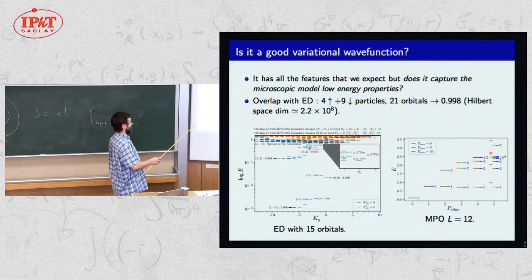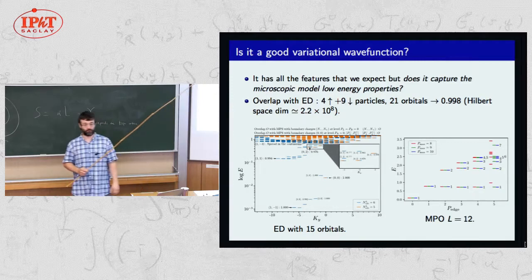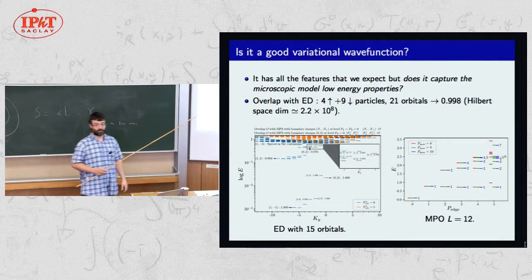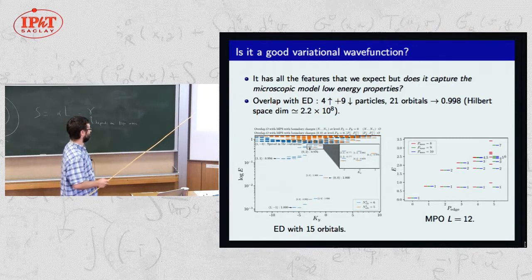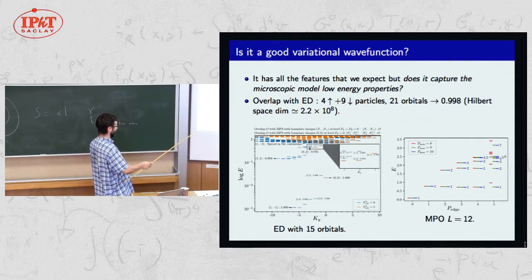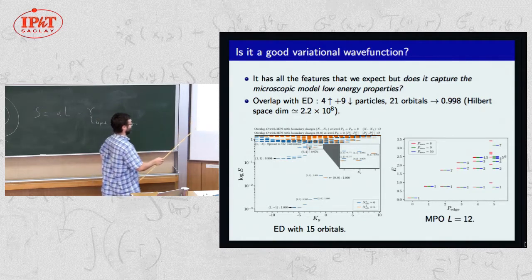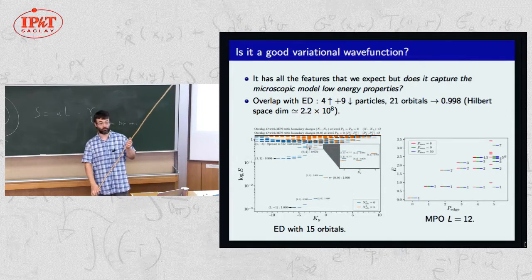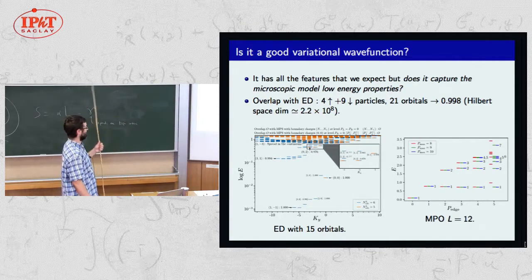Of course, now you're limited in how many particles you can put. We put 4 up spins, 9 down spins, and take 21 orbitals. That's a 200 million dimensional Hilbert space. You compute the first few eigenstates. Here we just do the ground state, and we compute the overlap with our variational wave function, and that's huge. So it works very well.